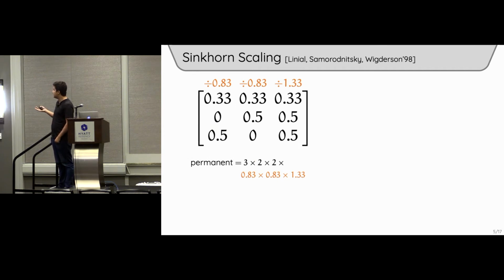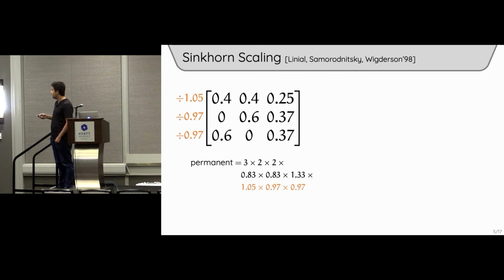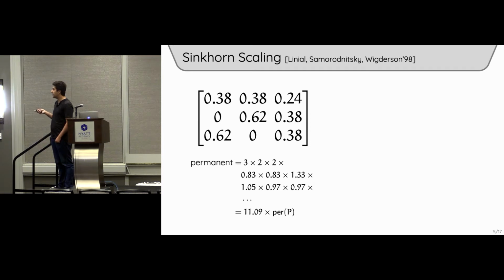Now you do the same thing with the columns. The column sums might not be 1. But you exactly record what is happening to the permanent on the bottom. If you keep doing this, you converge to a matrix whose row sums and column sums are always 1. So you converge to a doubly stochastic matrix.